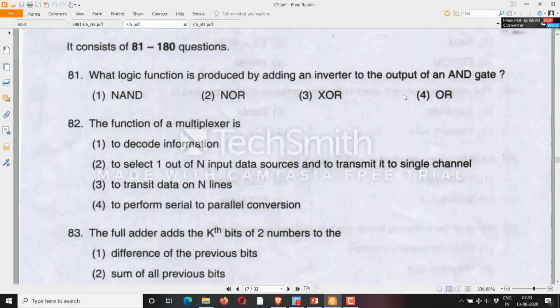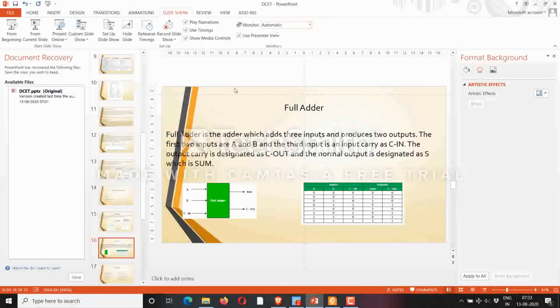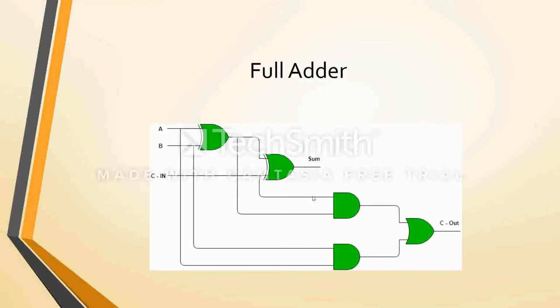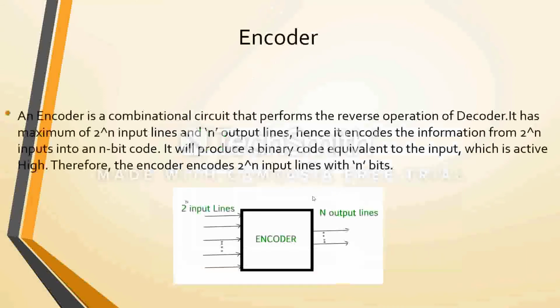Similarly, already we have completed this part. What logic function is produced by adding an inverter to the output of an AND gate? This already I explained. So a NAND gate is produced if we add a NOT gate to the AND gate. Multiplexer, we'll see that later. This is all about full adder, half adder, and the expressions for sum and carry of both.